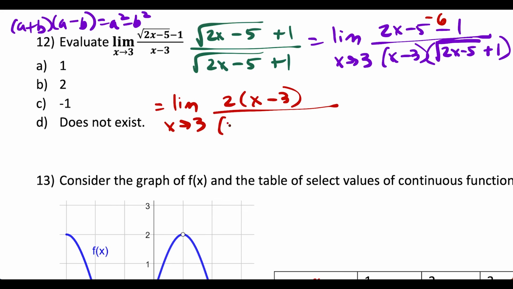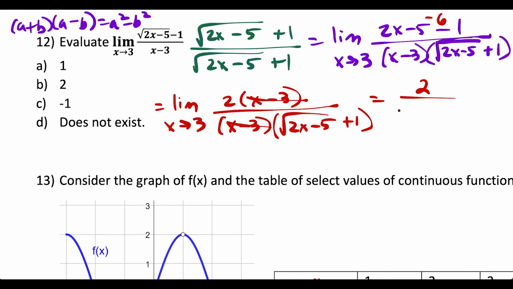So I had mentioned this before, but once again, the reason why we don't actually multiply those two is because the x minus 3 is going to cancel. So we're going to have the square root of 2x minus 5 plus 1, but these x minus 3's wipe out, and now we could plug in. We have 2 over, and if I plug in x equals 3, now I have the square root of 6 minus 5 is 1, plus 1, and that's going to give me 2 divided by 2, which is equal to 1. Choice A is our answer.